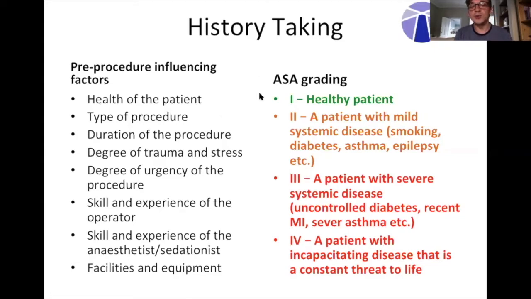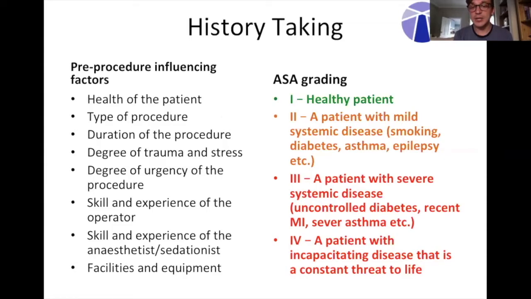So if you're year 2, it's great if you listen to that as well. ASA grade is great if you want to impress your tutor. Every time you assess a patient, you put an ASA grade. I mean, that's not entirely gold standard, but it will be a good indication of the patient's health in general.